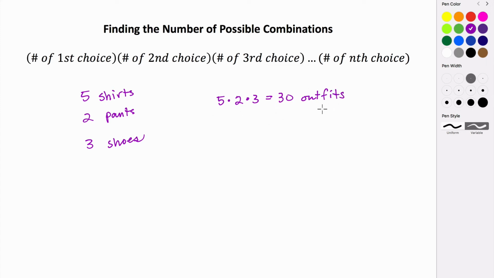Now, you're not guaranteed that these outfits are going to match, but it's 30 different ways that you could dress with these sets of clothes. So let's take a look at another example of figuring out how many possible combinations we could have.